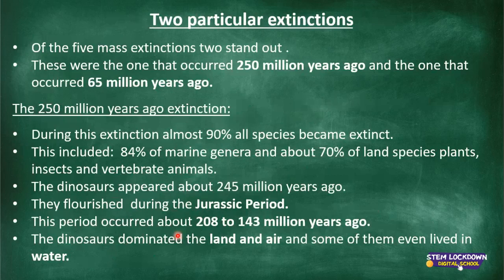Now, during the 250 million years ago extinction, almost 90% of the species during that time became extinct. And these included 84% of marine genera and about 70% of land species, plants, insects, and vertebrate animals.